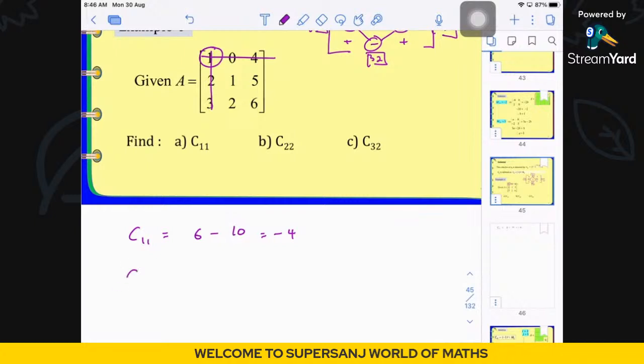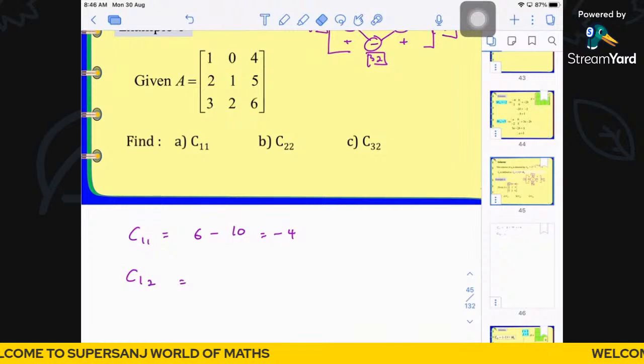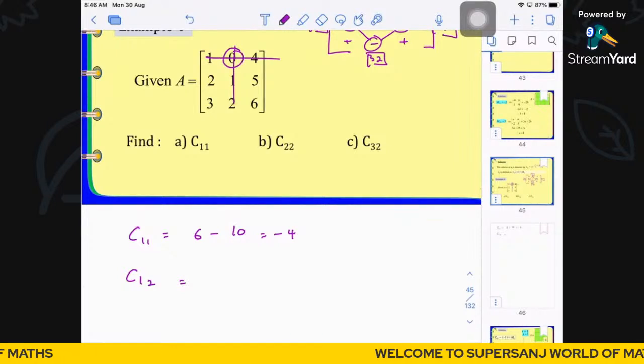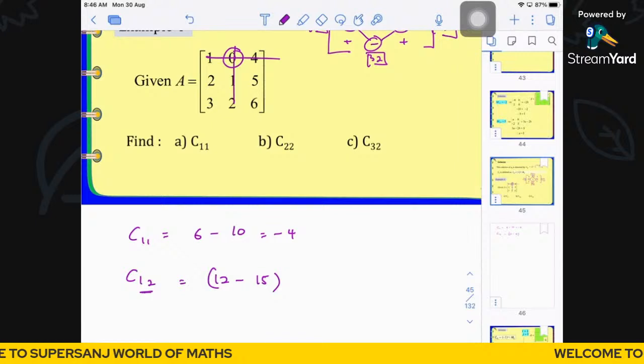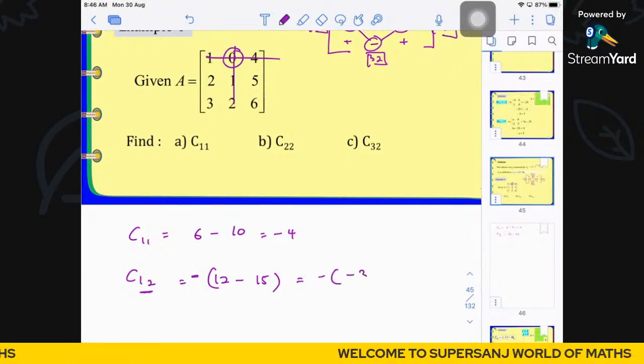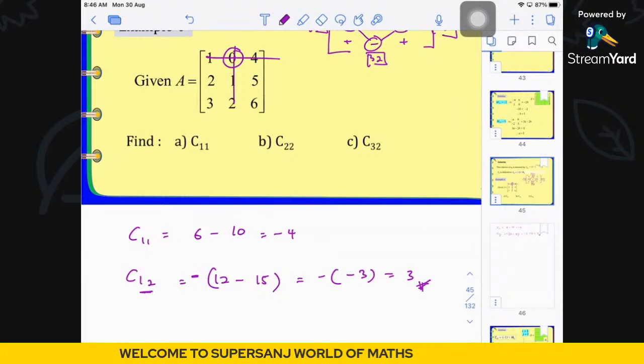But if I go for C12, C12 is here. So if I cancel off this and this, I'm going to get here 2 times 6 is 12 minus 5 times 3 is 15. But the formula tells me because this is an odd number, you have to put a negative in front here. So negative 3, which will give me 3. So the cofactor is 3 over there. Can you understand that?